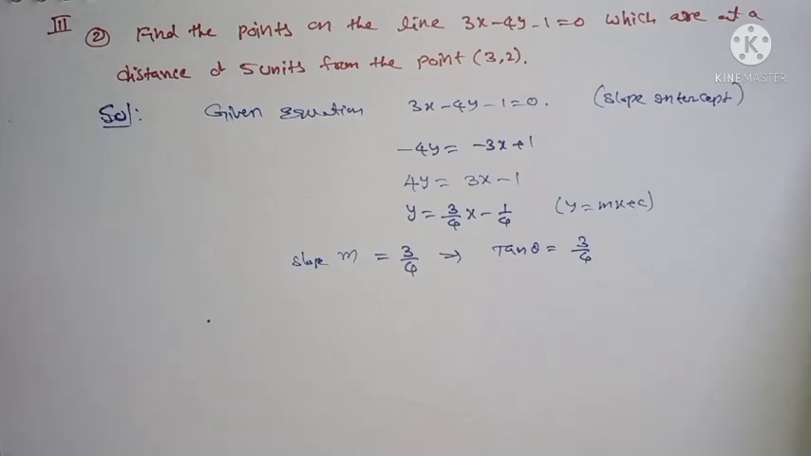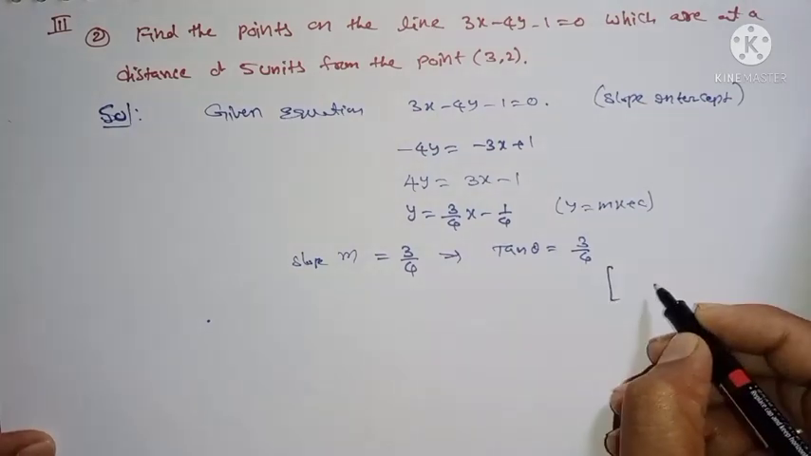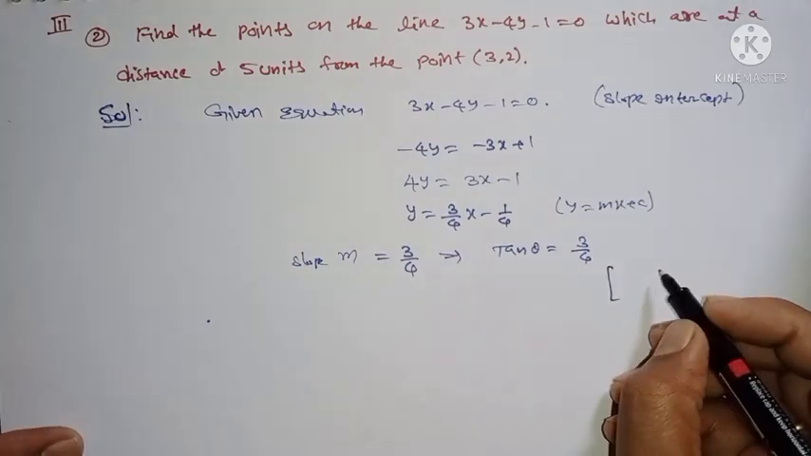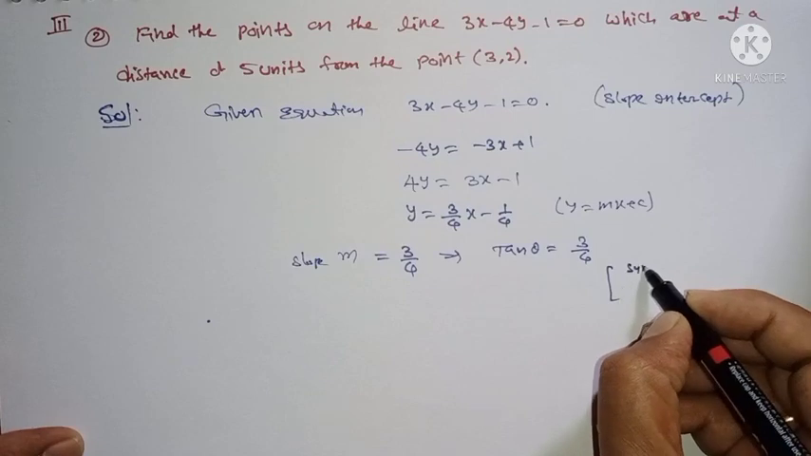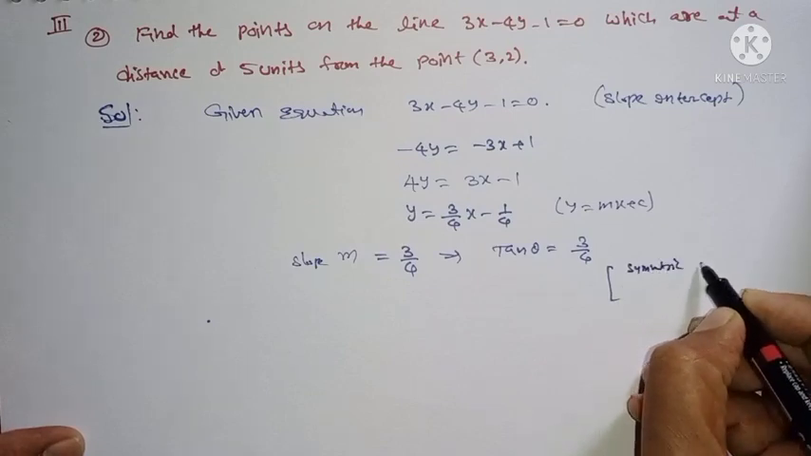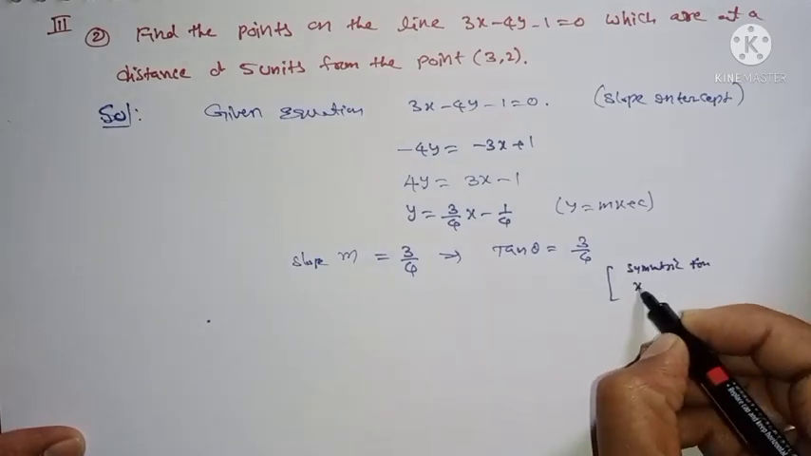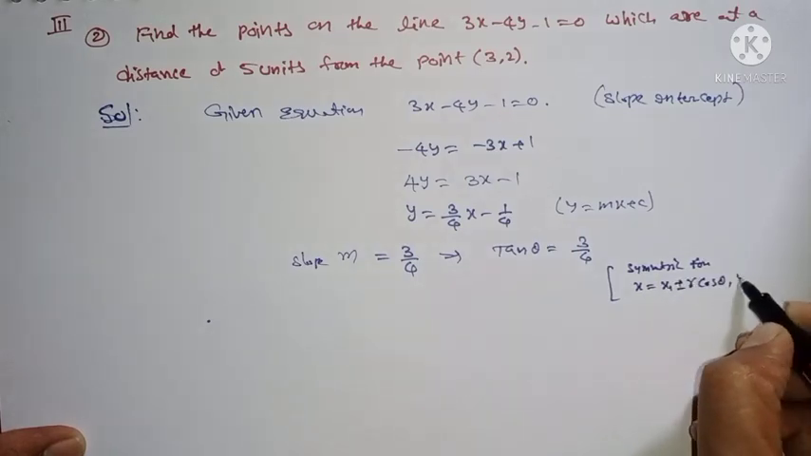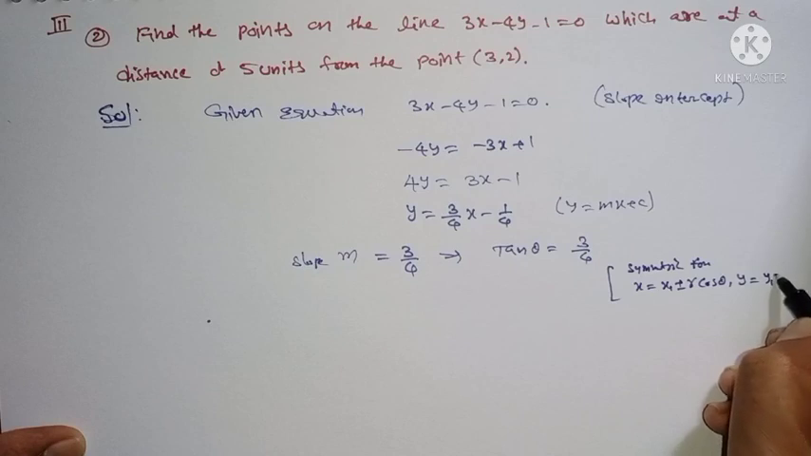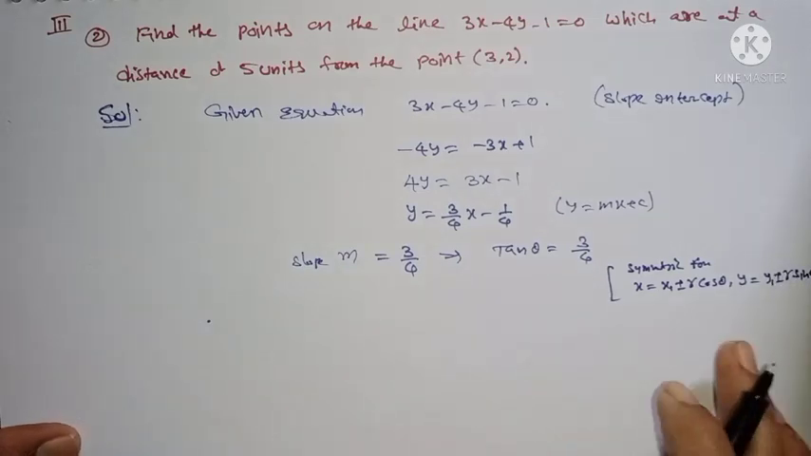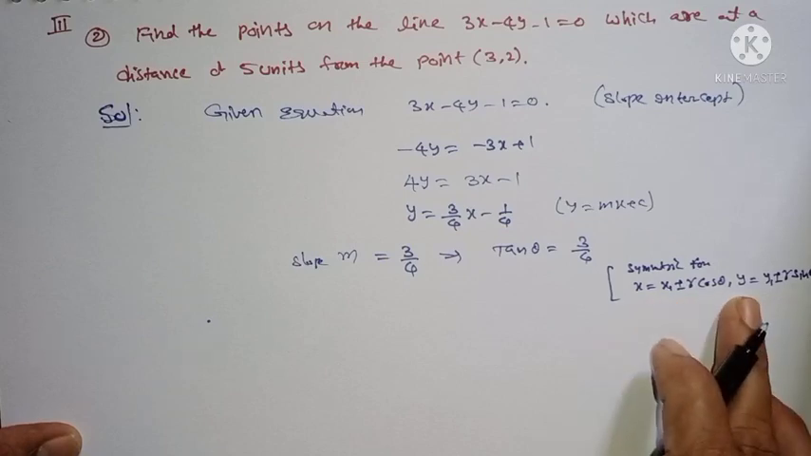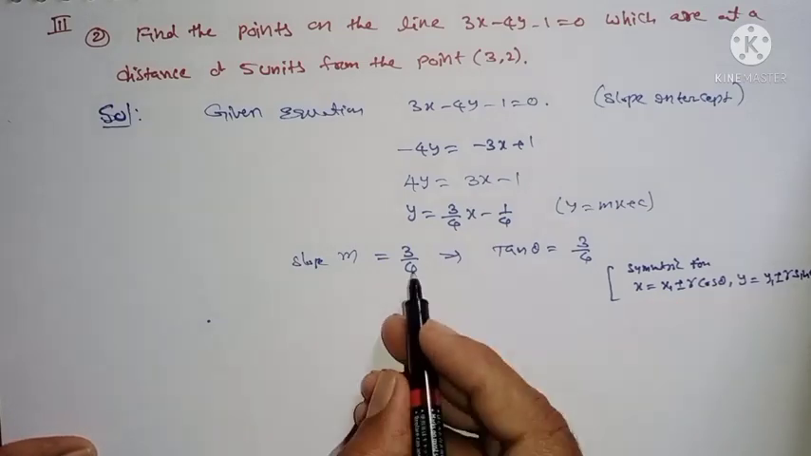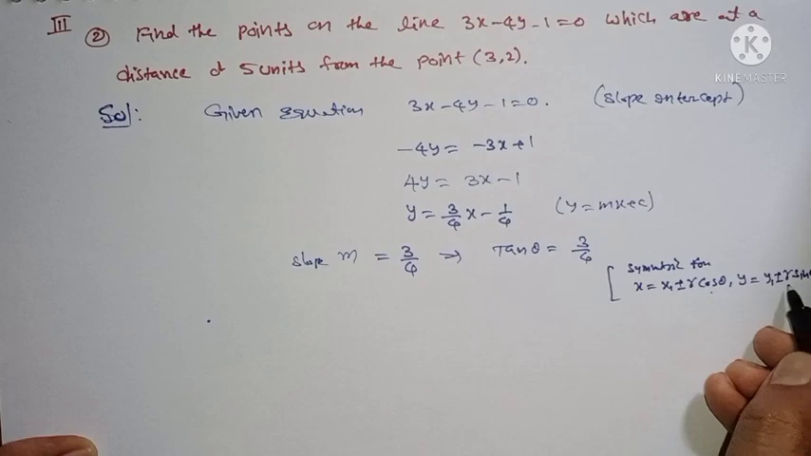Find the points means you can find the x comma y. What is the form of this? You can write here parametric or symmetric form. Symmetric form: I can write here x is equal to x1 plus or minus r cos theta, y is equal to y1 plus or minus r sin theta. This is our required points. Then how can you find cos theta and sin theta?